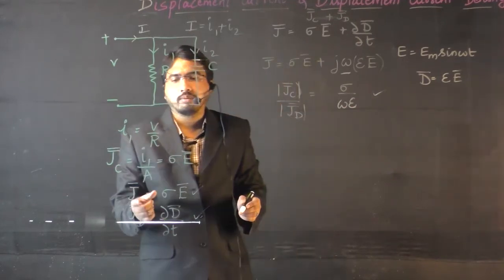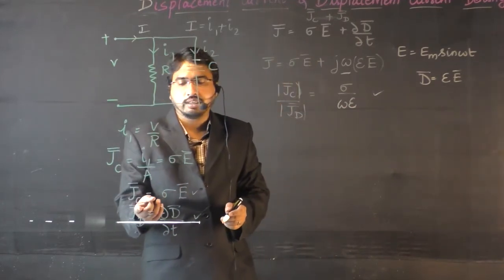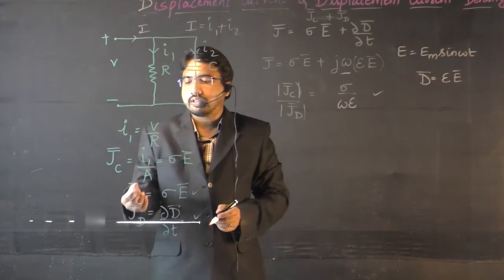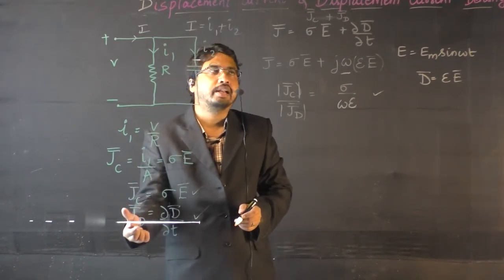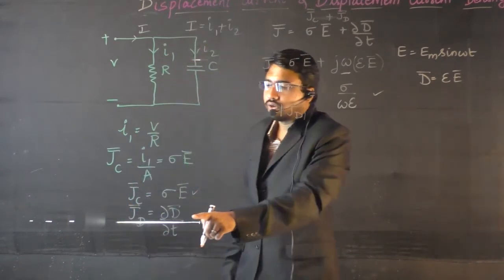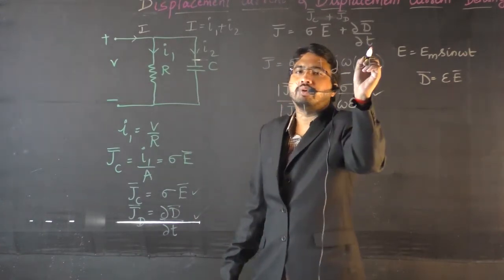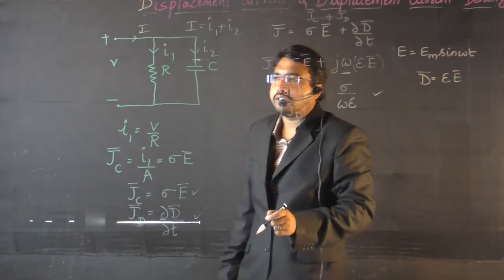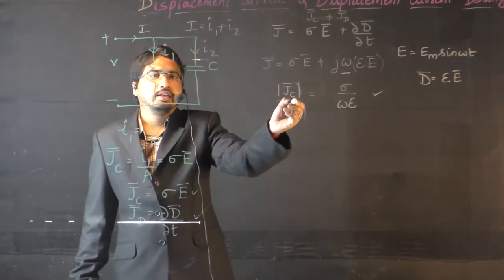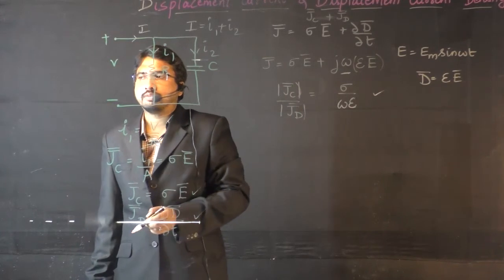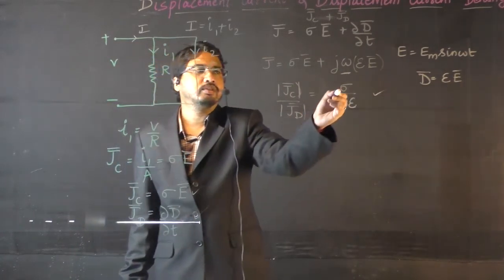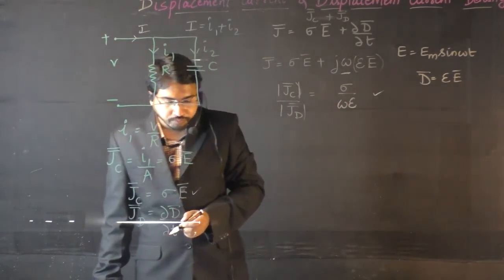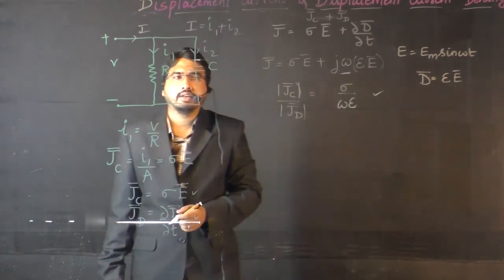What is the general formula for conduction current density Jc? That is given by sigma E bar. What is the correct formula for displacement current density Jd? That is dou D bar by dou T. On dividing both of them, we get the relation between Jc and Jd, which is equal to conduction current density Jc divided by displacement current density Jd is equal to sigma by omega into epsilon.